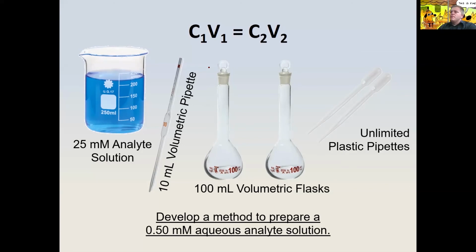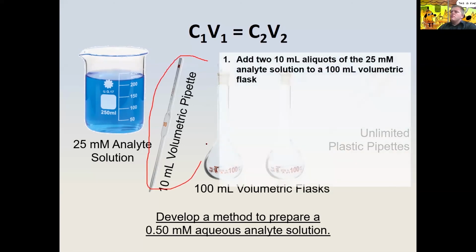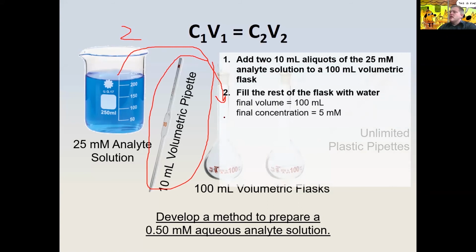Here's how we would do it. We would first take our 10 mil volumetric pipette. We would take 2 aliquots of our analyte solution and put them over here into our volumetric flask. We would then take water using these pipettes over here and fill our volumetric flask up to the 100 mil mark right there. This will give us a final volume in this container of 100 mils and a final concentration of 5 millimolar. Right, so we've gone from 25 millimolar now to 5 millimolar.